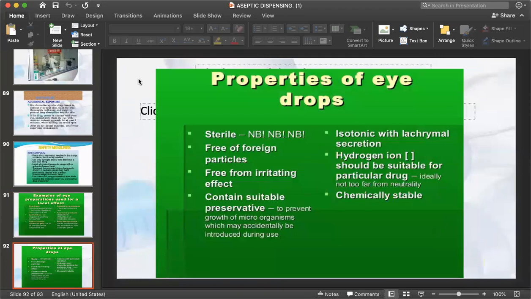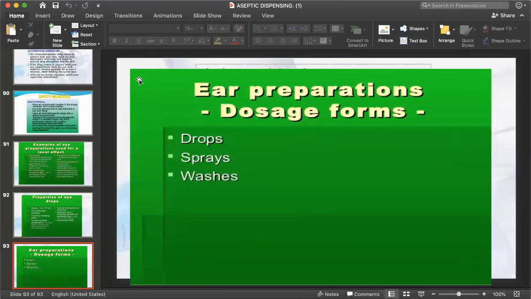They must be free of foreign particles, free from irritating effects, and contain suitable preservatives. They must be isotonic with lacrimal secretion. They must be chemically stable. So these eye preparations are mostly prepared in a sterile area. But when you open the cover, you apply these drops to the eye, and then it has to be closed again. Similarly, for ear preparations, you have drops, sprays, and washes. These are all prepared under aseptic conditions, in a sterile environment.